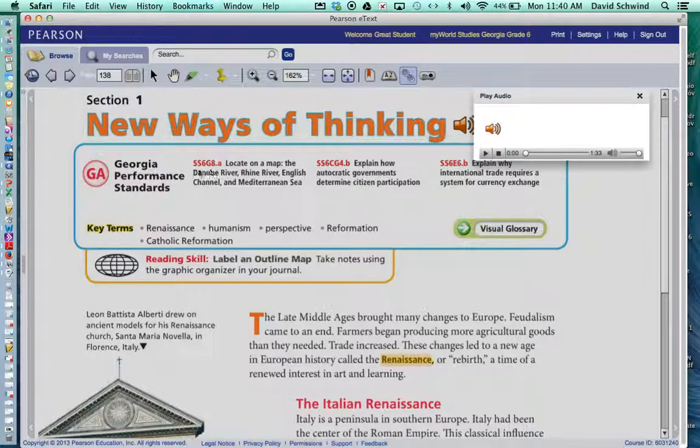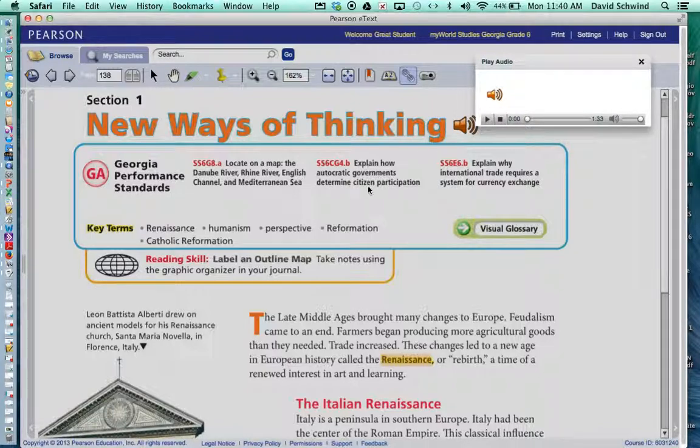So, today's Georgia Performance Standards. Locate on a map the Danube River, Rhine River, English Channel, and Mediterranean Sea. Explain how autocratic governments determine citizen participation. They don't really get to participate. Explain why international trade requires a system for currency exchange. International trade, trading between two countries, requires some kind of way for them to change money.